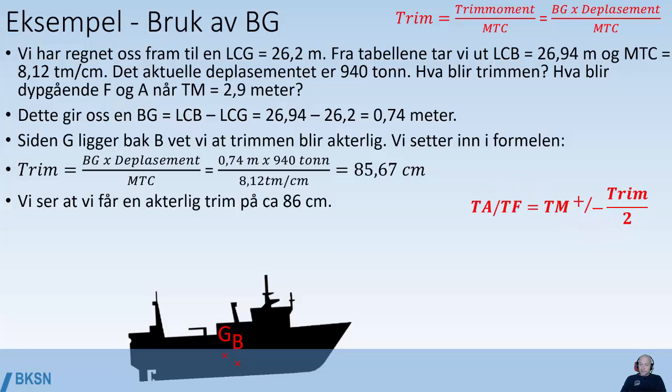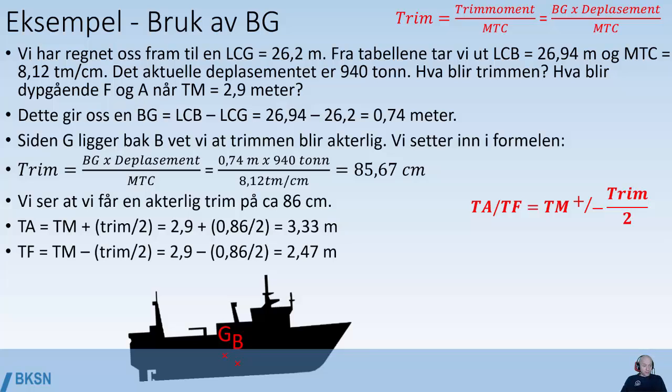Then to find the draft forward and aft, we have to use this formula. Draft aft with aft trim is the draft midships plus half the trim, and we end up with 3.33 meters. Whereas draft forward is draft midships minus half the trim, which gives us 2.47.